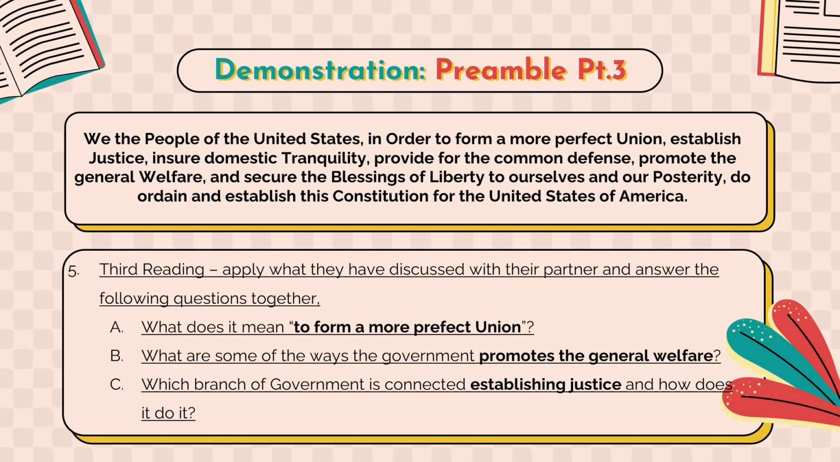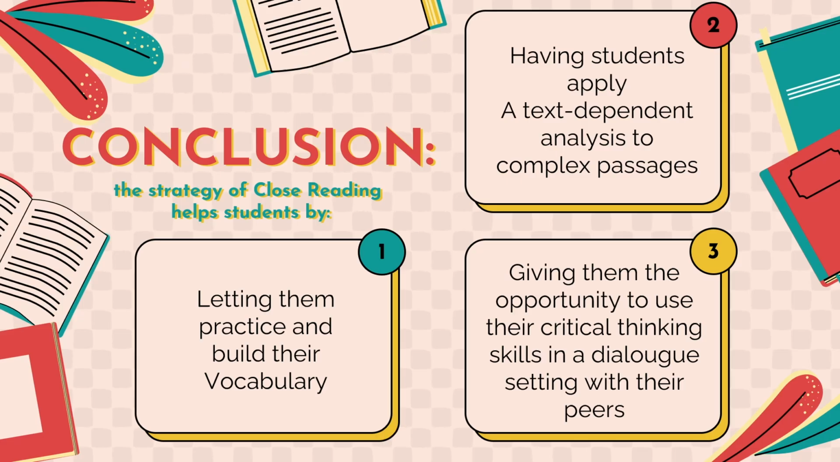And so I gave three examples here. What does it mean to form a more perfect union? Number two, what are some of the ways that government can promote the general welfare? And number three, which branch of government is connected to establishing justice, and how does it do it?